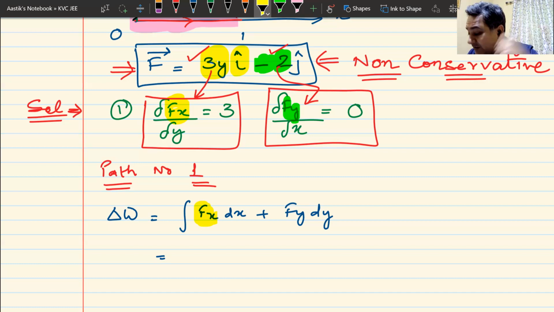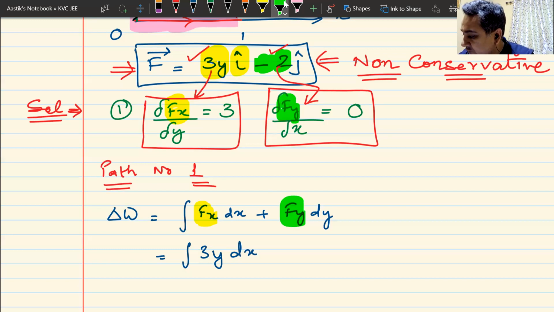So how much is f of x? As you can see, f of x is 3y. So it has to be the integral of 3y into dx, right? What is f of y? See, f of y. Believe your eyes. What you see is f of y. Minus 2. Yeah, that is correct. Minus 2 into dy. Do we all understand this?